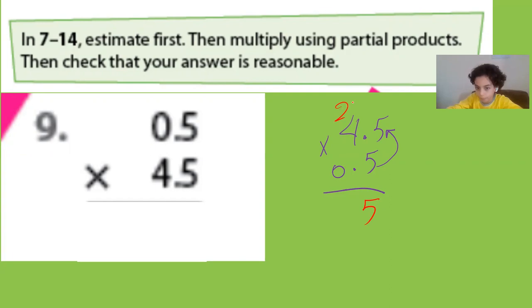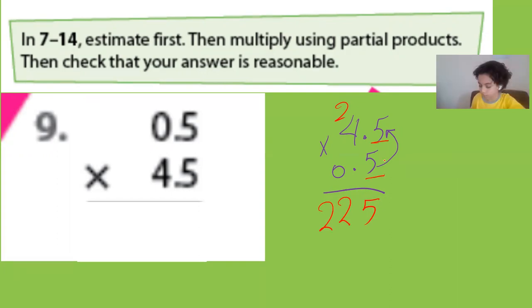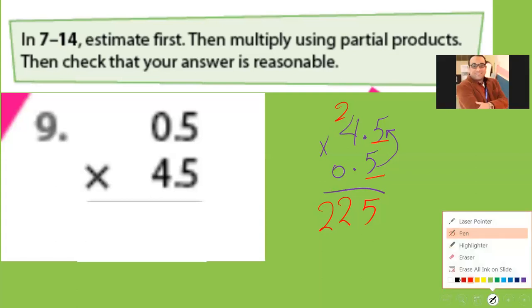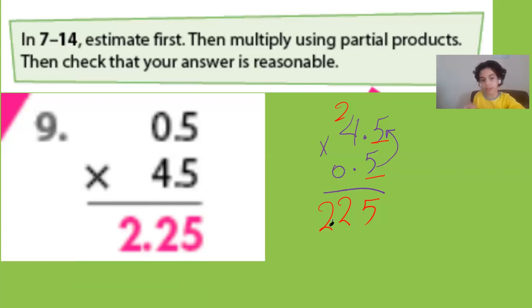And 5 by 4? 20, and 2, 22. Very good. Now you can put your decimal point. How many decimal places do we have? 2. So I can insert here. The answer will be 2.25. This is a partial product.